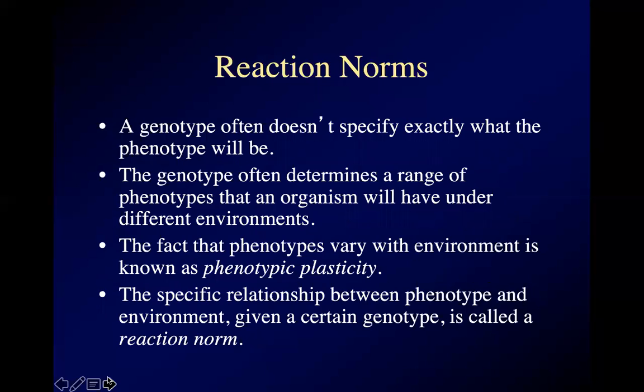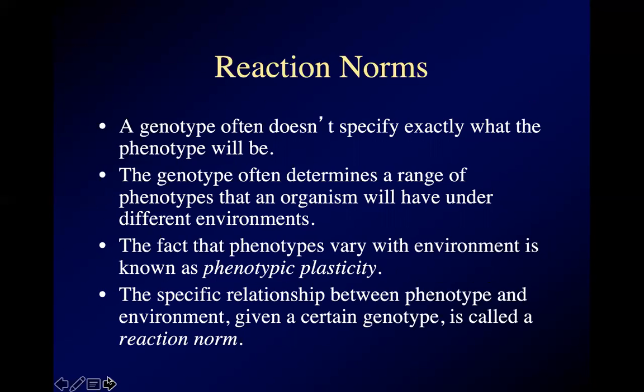Genotypes often don't specify exactly what the phenotype is supposed to be. My wife's Siamese cat did not have genes specifying exactly how brown her fur was supposed to look. She had a genotype that determined a range of phenotypes that the cat would have under different conditions. The genes determined the range, and then the environment that the cat was in sort of picked within that range what the cat's actual color was going to be, whether it was going to be a more dark or a more light shade.